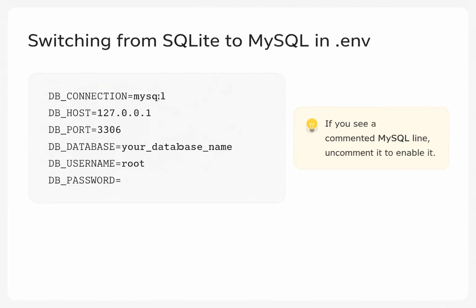When using MySQL, the database configuration is set in .env. The key line is DB_CONNECTION. If it's set to SQLite, but the intention is to use MySQL, it needs to be changed to MySQL. Then DB_HOST, DB_PORT, DB_DATABASE, DB_USERNAME, and DB_PASSWORD must match the local MySQL setup. In many starter setups, some MySQL lines may be commented, so the fix is to uncomment the MySQL configuration and ensure the values are correct.